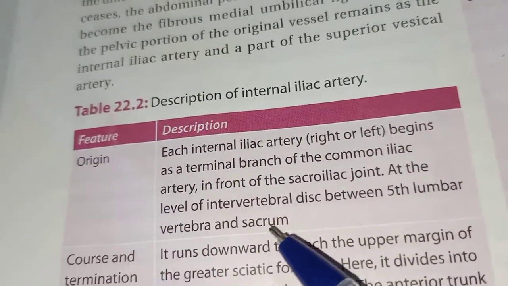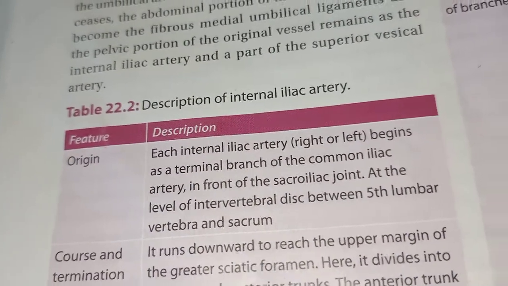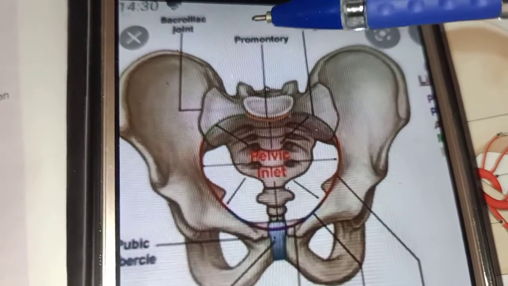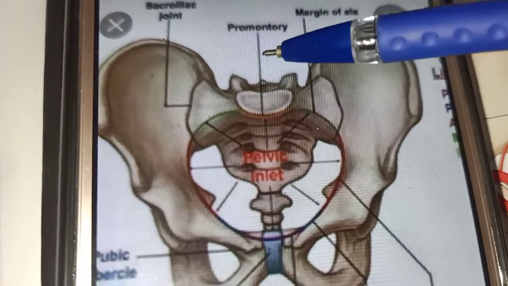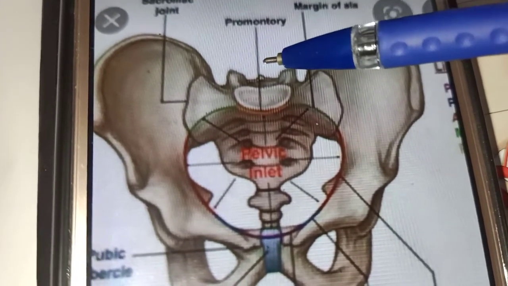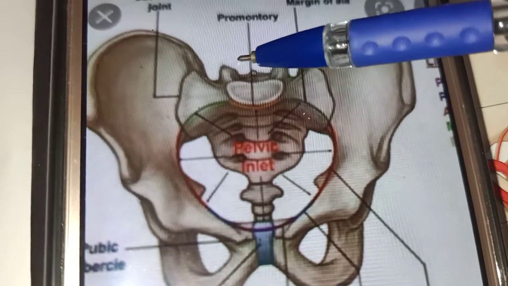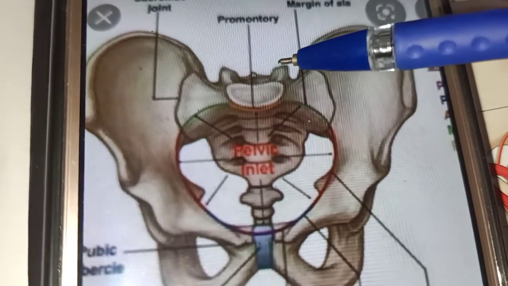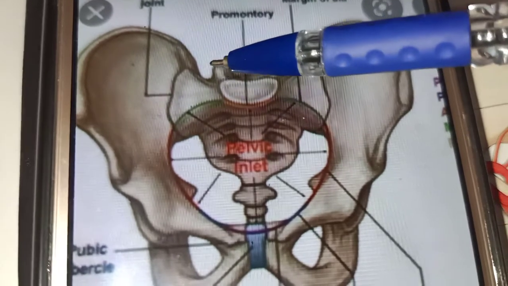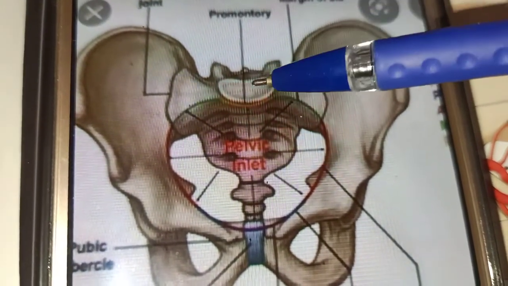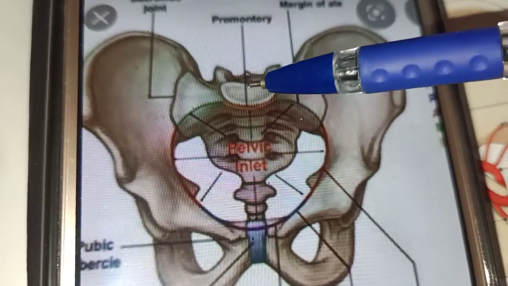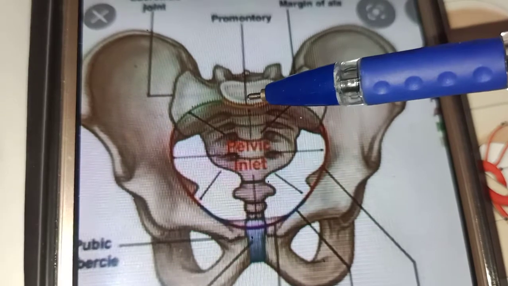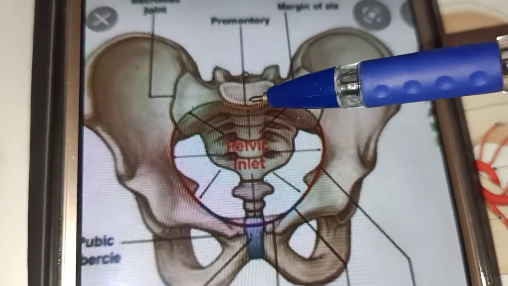So in front of the SI joint, at the level of the intervertebral disc between the fifth lumbar vertebra and the sacrum. Suppose this is the abdominal aorta coming down. At the level of the umbilicus, just 2.5 centimeters below the umbilicus, it bifurcates into right and left common iliac. These will go to the junction where the fifth lumbar vertebra articulates with the upper surface of the sacrum, the lumbosacral joint.